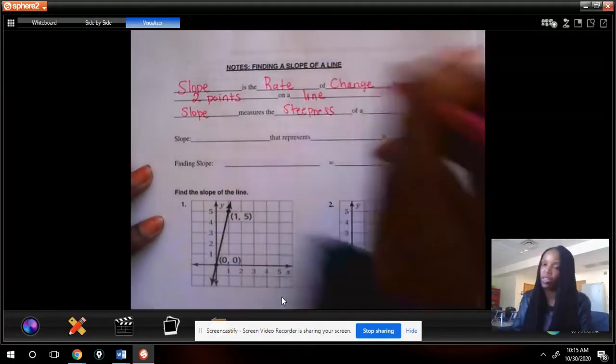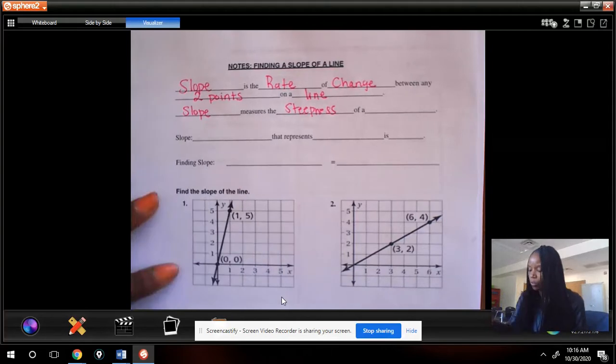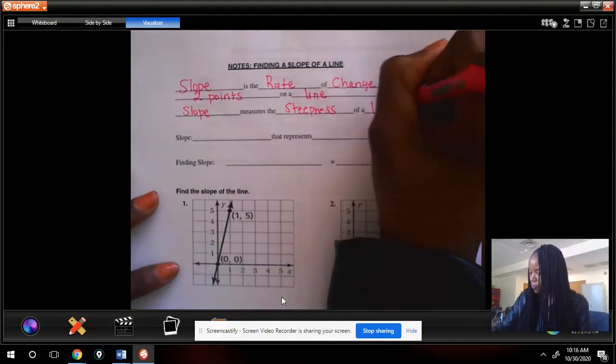So I want you to correlate it over to like an escalator. The sharper it gets, the larger your number, so the larger your slope. So therefore, you have like a little baby escalator. That slope number would be smaller than if you had like one of those bigger and more slanted. So the sharper it gets, the higher the number. So the slope measures the steepness of a line.